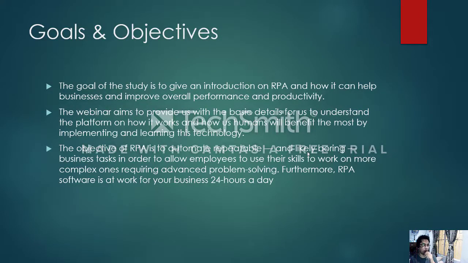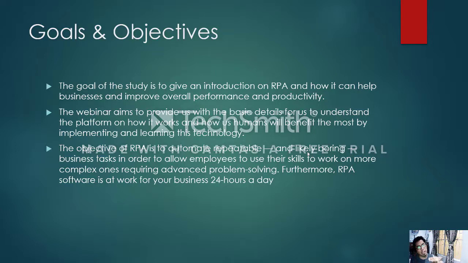So the goals and objective of this is to give us an introduction on what is robot process automation and how it can help businesses and improve overall performance and productivity. It also aims to provide us with the basic details for us to understand the platform on how it works and how us humans will benefit the most by implementing and learning this technology.